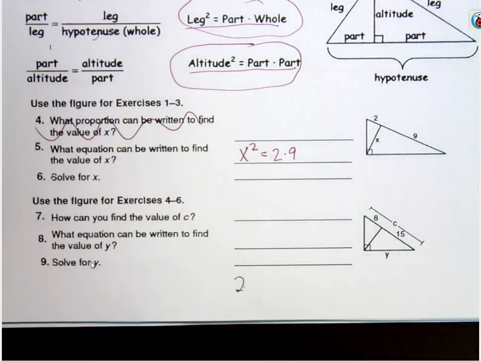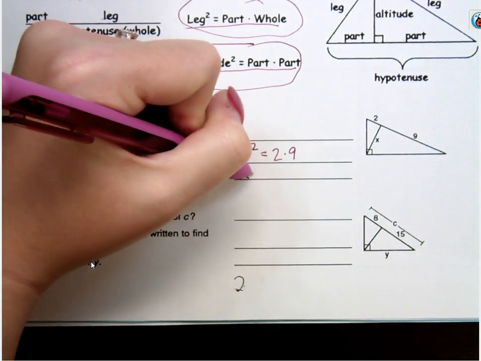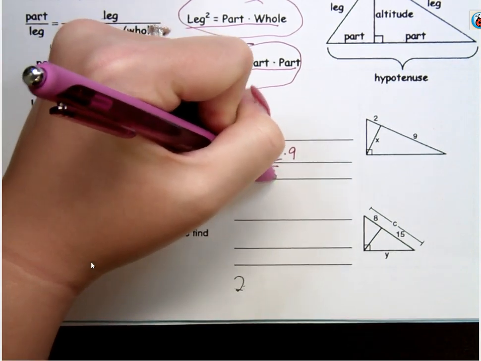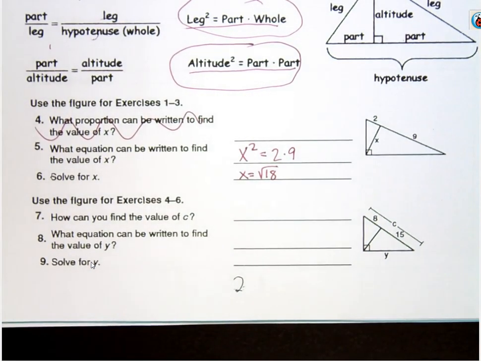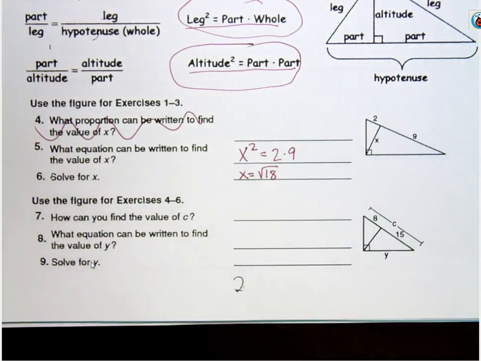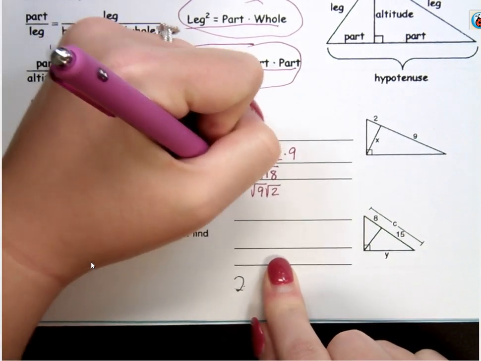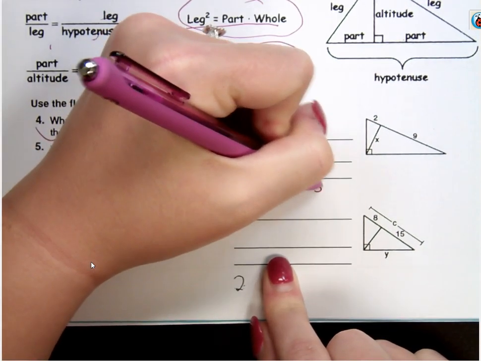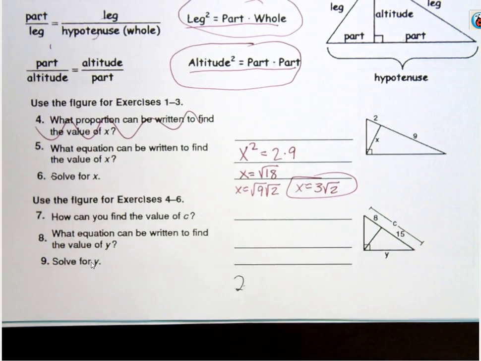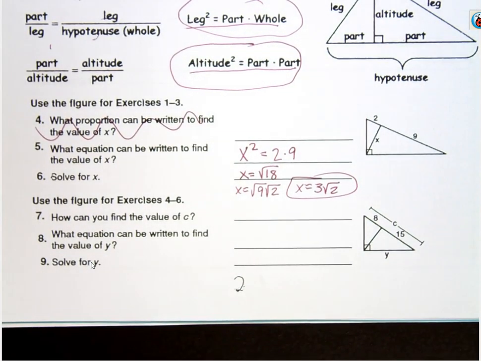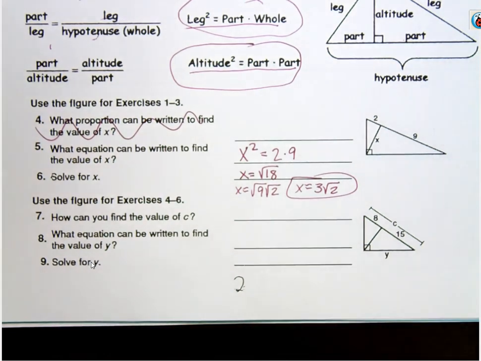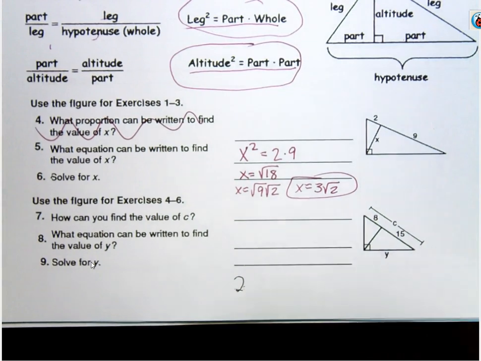And then you take the square root of both sides. So x equals the square root of 18. But we're not done because we can simplify that. When we simplify it, 9 and 2 go into that, and it becomes 3 root 2. So you just have a formula, you plug the numbers into the formula, you solve. It's pretty simple once you figure out these formulas and you get used to them.